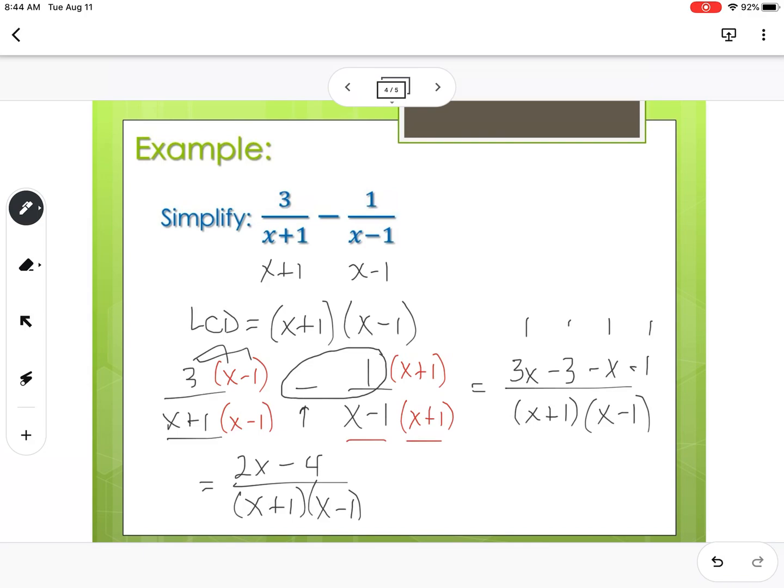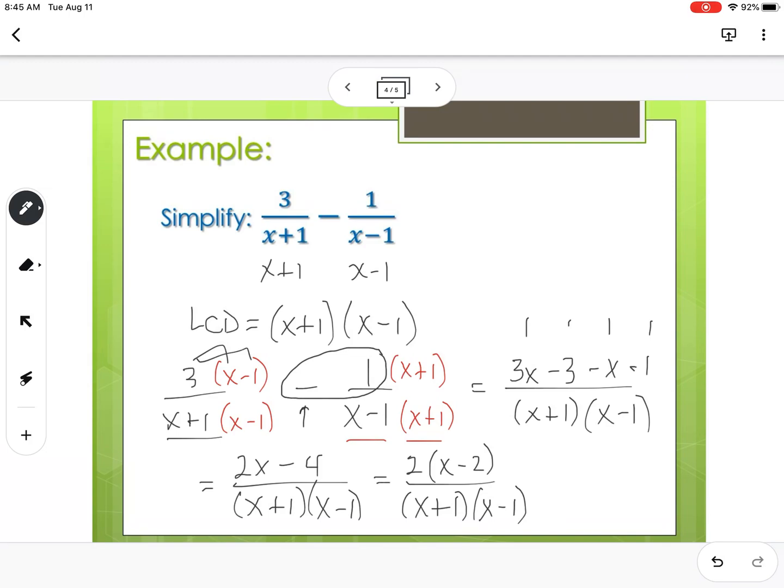All right, I can factor the top. So I need to do that. Remember, now it just becomes a simplifying problem. Factor the top, factor the bottom, cancel stuff out. I can do GCF on the top. I have a 2 I can pull out. That leaves x minus 2 left over, all over x plus 1, x minus 1.